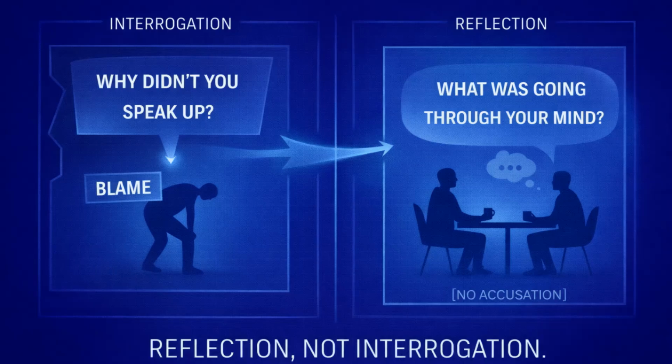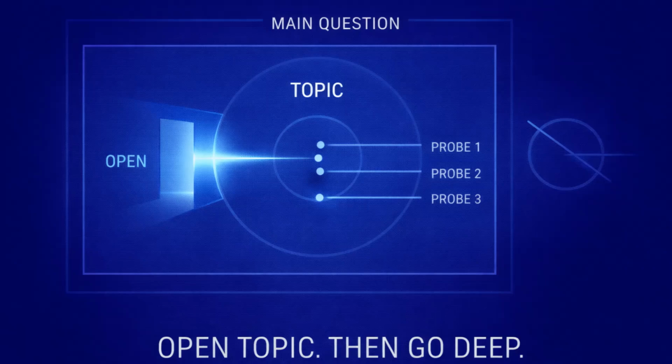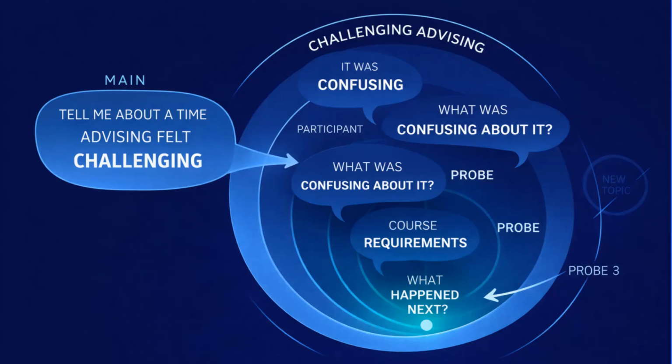Even a neutral question like "How did that feel?" can become leading if asked with raised eyebrows, a skeptical pause, or emphasis on certain words. Ethical interviewing requires neutral tone, steady pacing, and space for silence. Interview questions are not probes. Main questions open topics. Probes deepen within the same topic. Consider this sequence. Main question: tell me about a time advising felt challenging. Participant: it was confusing. Probe: what was confusing about it? Participant: I didn't understand the course requirements. Probe: what happened next? Depth increases without changing topics.